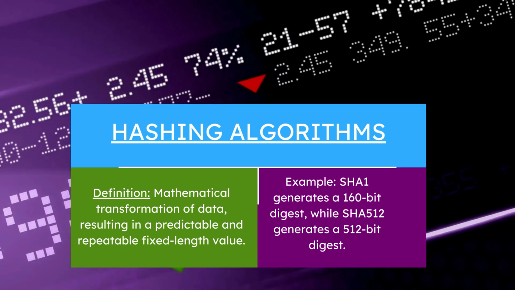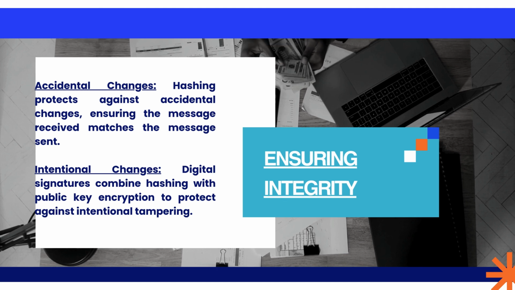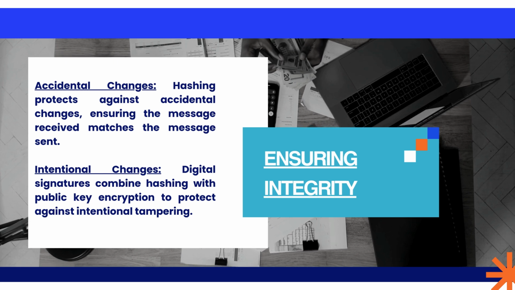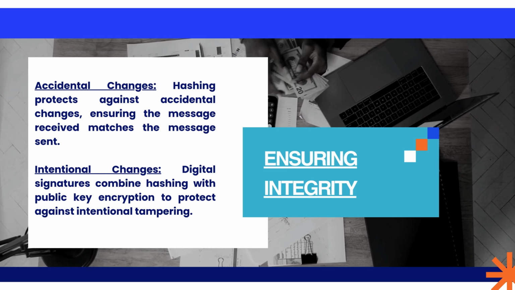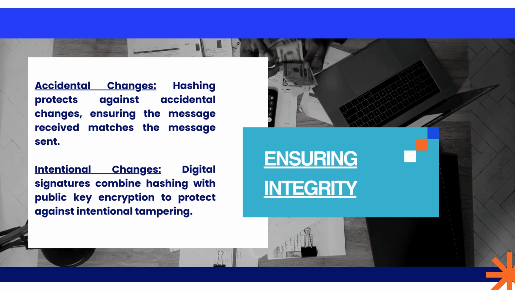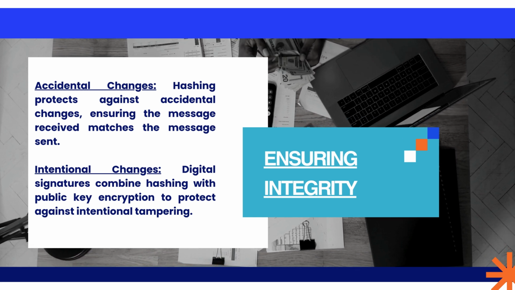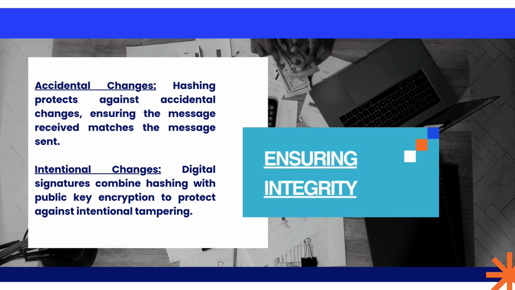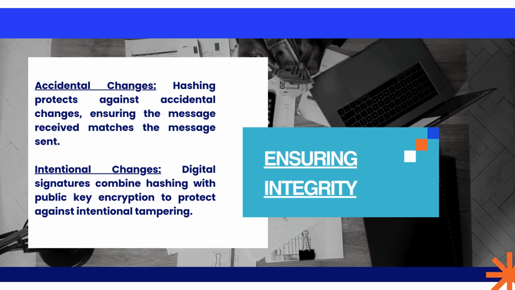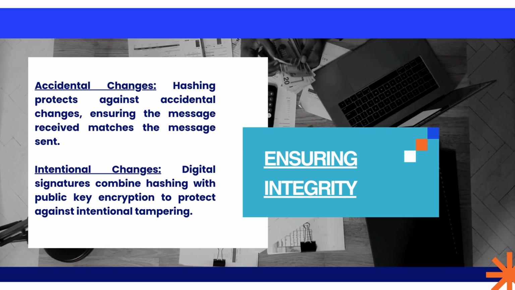Alright, now let's see how hashing ensures data integrity, making sure your message stays the same from start to finish. 1. Accidental changes, oops-proofing your data. Sometimes, data gets messed up on its way, maybe because of network glitches or random errors. But here's the trick. You hash the message before sending. The receiver hashes it again after receiving. If the hashes match, the message is safe. If not, something went wrong. It's that simple.